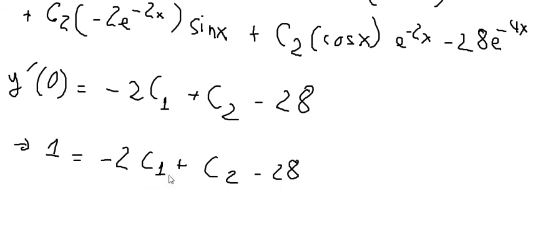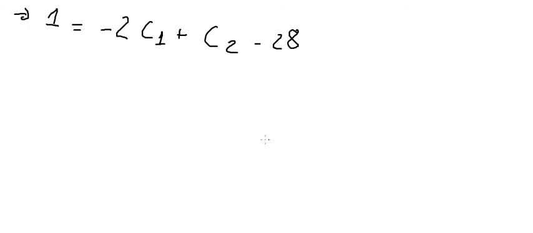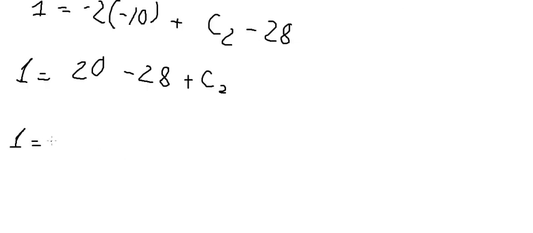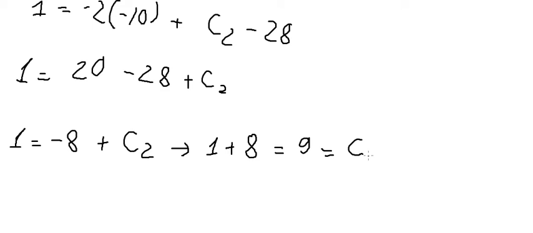We know that c1 is negative 10. So we put negative 10 here to find c2. This one you get 20 minus 28 plus c2. So 20 minus 28, you get negative 8. And we put c2. And now I will move negative 8 to the left, and you get 1 plus 8 equals 9 equals c2.